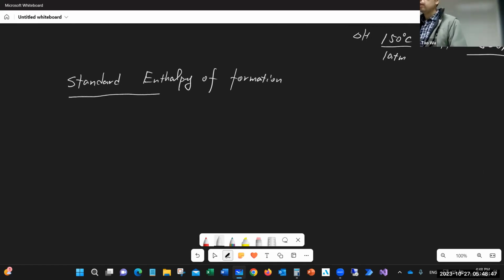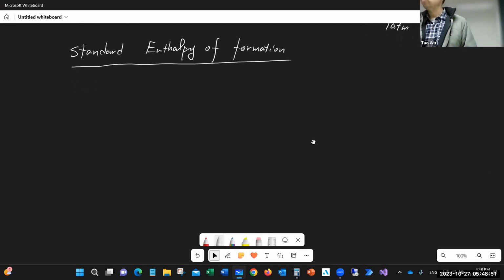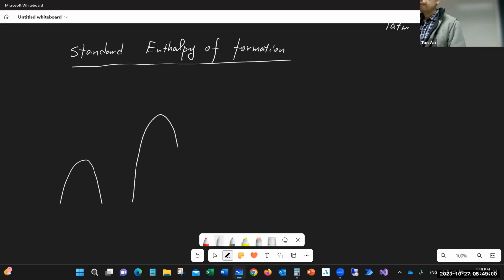Before I talk about this, I will make an analogy, because sometimes this one is not that easy to understand. Okay, so first, let's say we have two mountains. If we have two mountains, I want to know the difference between the heights of those two mountains. Usually, how do we calculate the difference in height of two mountains?